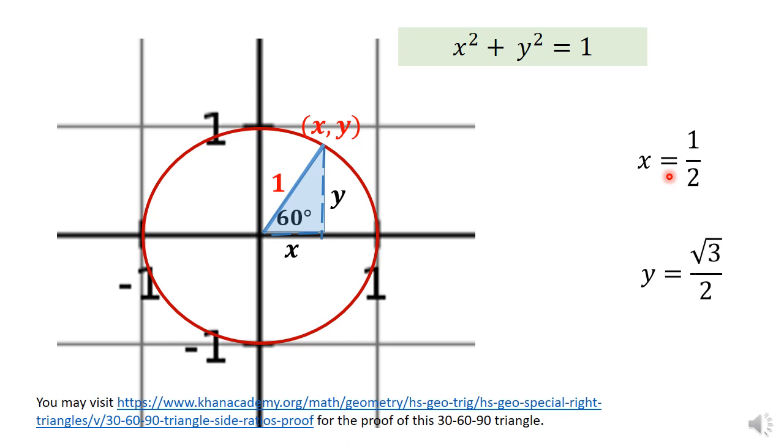Okay? So they just switched compared to the 30 degrees. This time, the x or cosine 60 degrees is 1/2. The y, or sine 60 degrees, is square root of 3 over 2. Earlier, with 30 degrees, it was the reverse. This is sine 30 degrees, this is cosine 30 degrees. Okay?